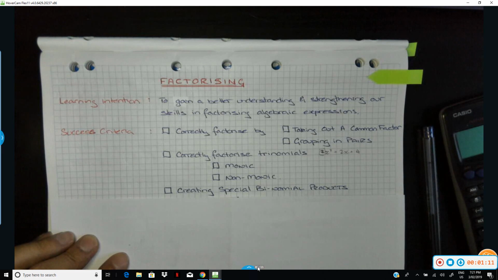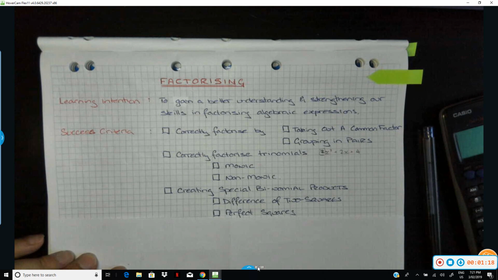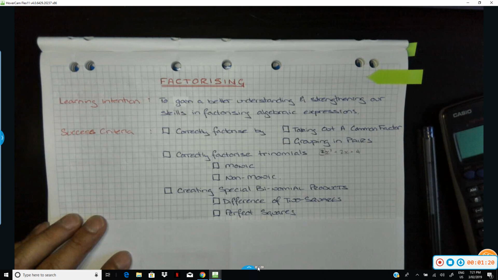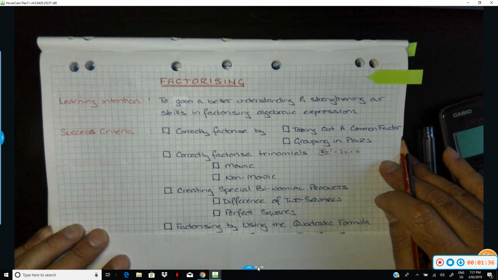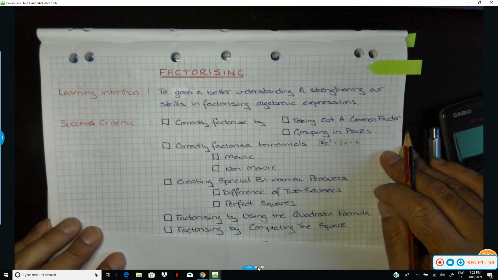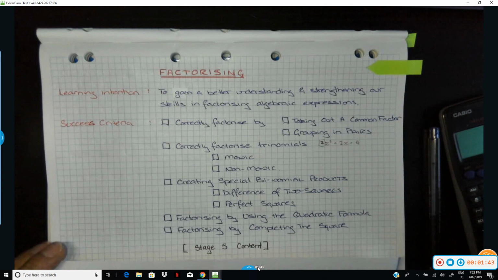We want to be able to factorize or create special binomial products, so things such as difference of two squares, and trying to factorize to make perfect squares. You also need to be able to correctly find values of x, or find values of the polynomial using the quadratic formula, and from that you could factorize and write it in factored form, and obviously factorize by completing the square.